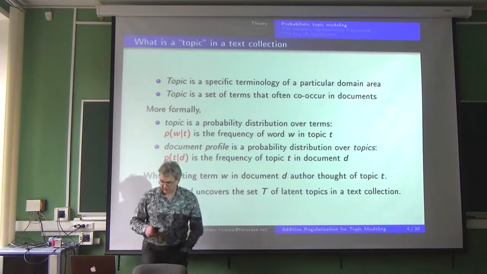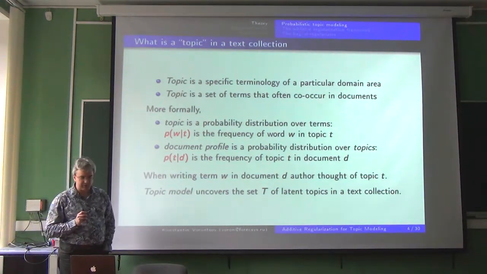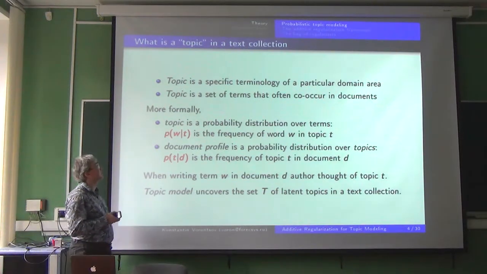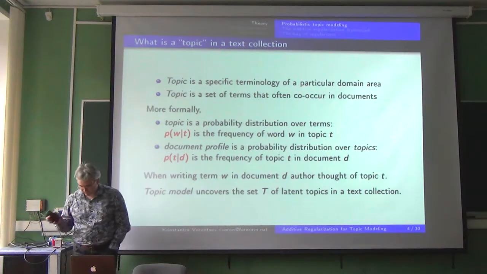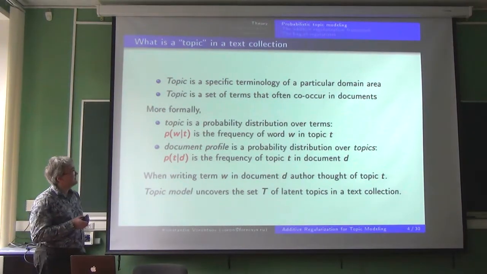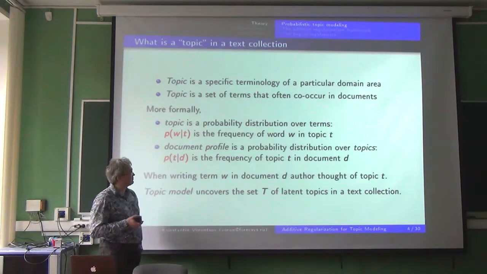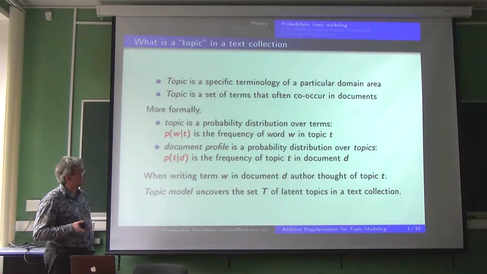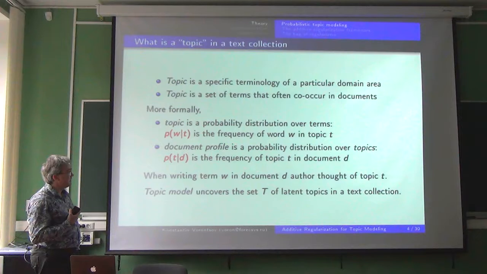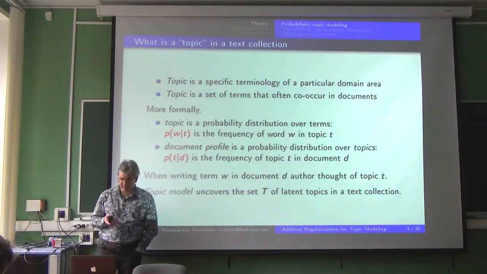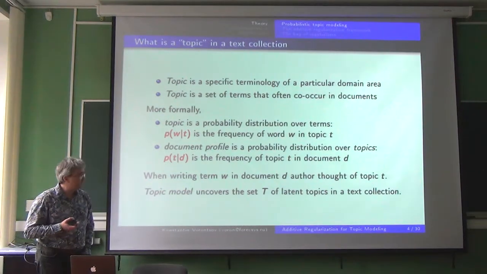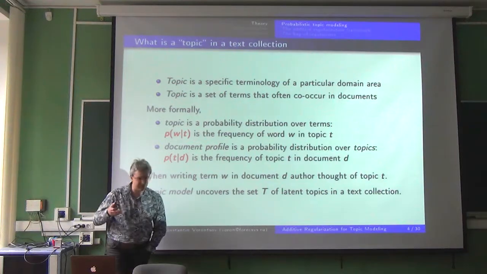What is a topic in a text collection? Intuitively, a topic is a specific terminology of a particular domain area, or a set of terms or words that often co-occur in documents. But more formally, in statistical language modeling, we can say that a topic is a probability distribution over words or terms, and each document can be represented by a probability distribution over topics. Our hypothesis is that when writing term W in document D, the author thought of topic T, but the author's thoughts are hidden, latent for us, so a topic model uncovers the set of topics and the thoughts of authors of documents.